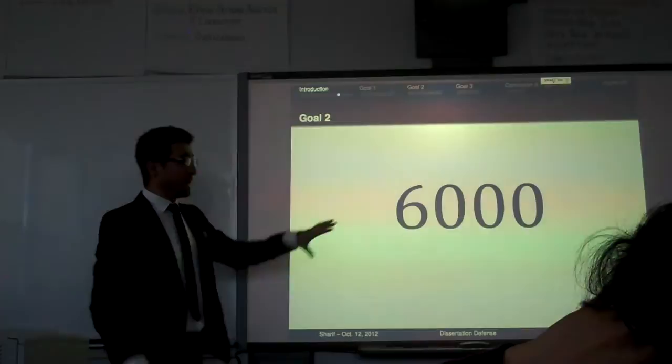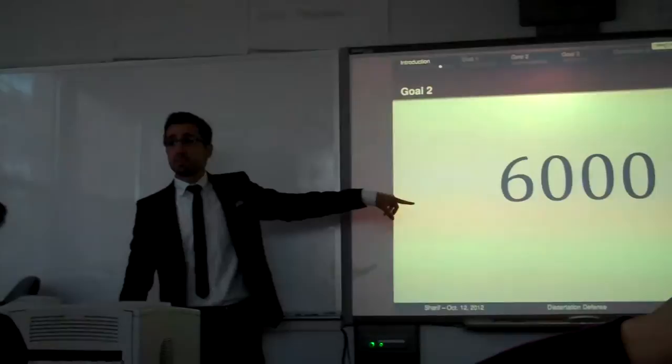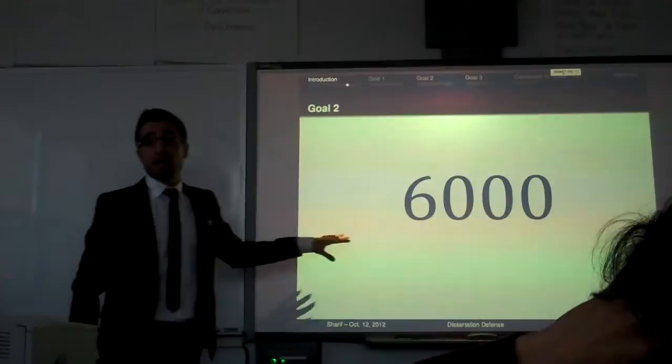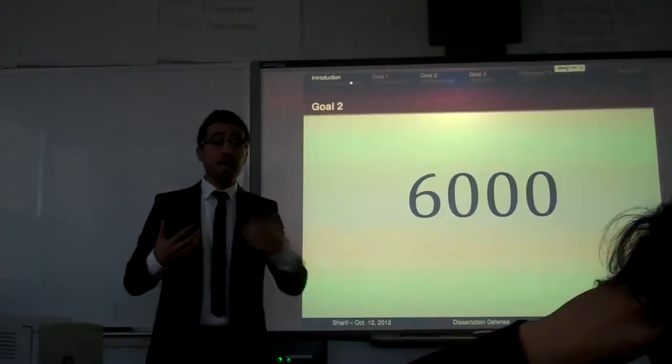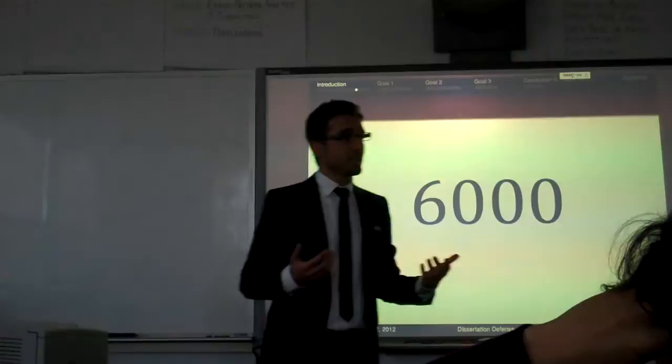When we did our coding, remember this number here. This number is huge. Do you know what this number represents? It's the number of lines of code that we wrote for our visualization. So we wrote 6,000 lines of code. Now, I'm not bragging about this number. The point is that in order to manage this amount of code, you have to follow a certain software engineering strategy in order to be able to reuse this code later on.